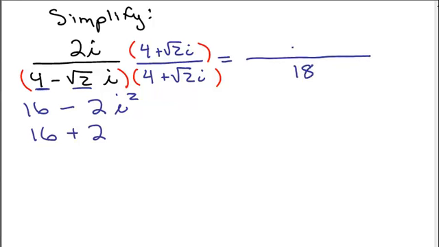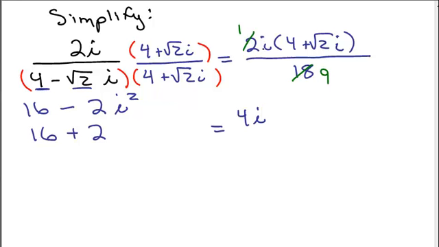And in order to reduce fractions, you have to factor the numerator and see if something cancels. So that's why I'm leaving this factored. I see that 2 is going to be able to cancel with that 18. So I have 2i times the 4 plus square root of 2 i, and that 2 and 18 are going to cancel. So now I can distribute the i. i times 4 is 4i. And then i times square root of 2 i is plus square root of 2 i squared, all over 9.